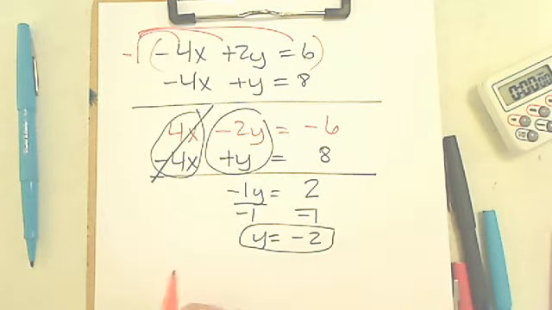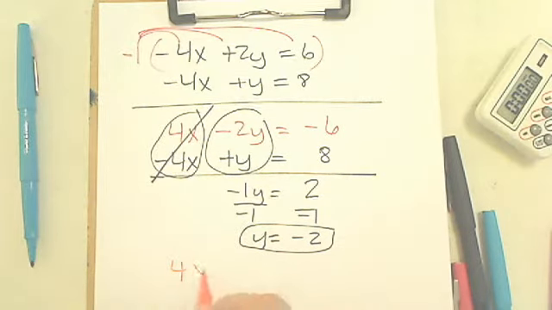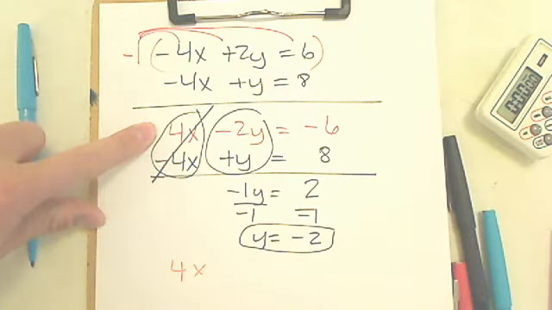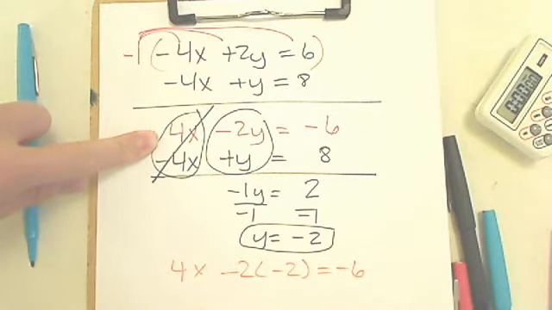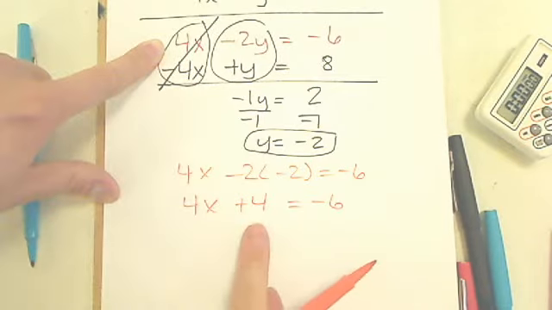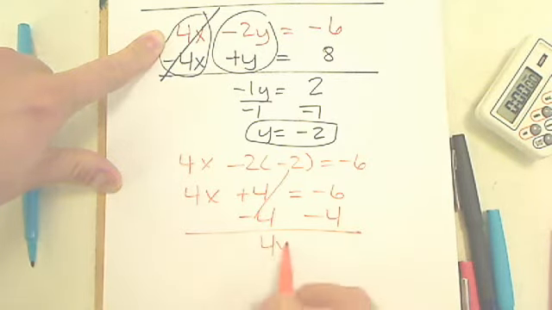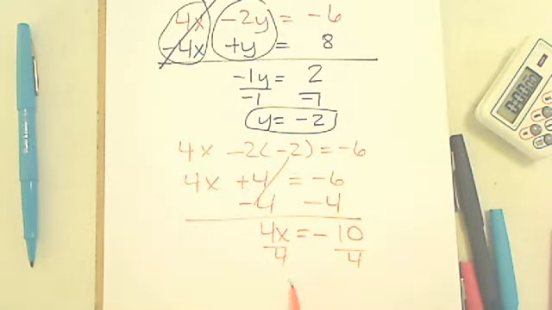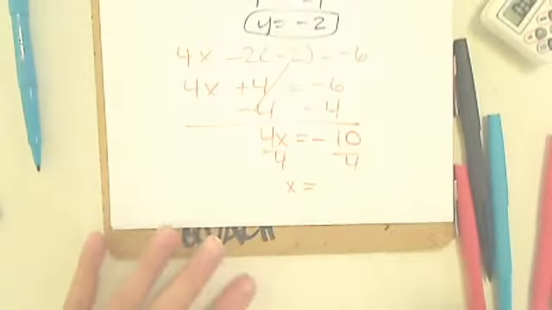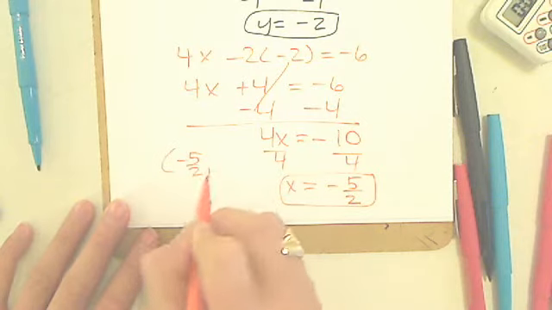To find the x value, 4 times x, which equation? First one here, 4x minus 2 times negative 2 equals negative 6, right? 4x plus 4, positive 4, and then I subtract 4, to get negative 10. I have a fraction, which is okay. Divide by 4. Reduce that fraction, please. Negative 5 over 2. Excellent. Negative 5 halves, negative 2.